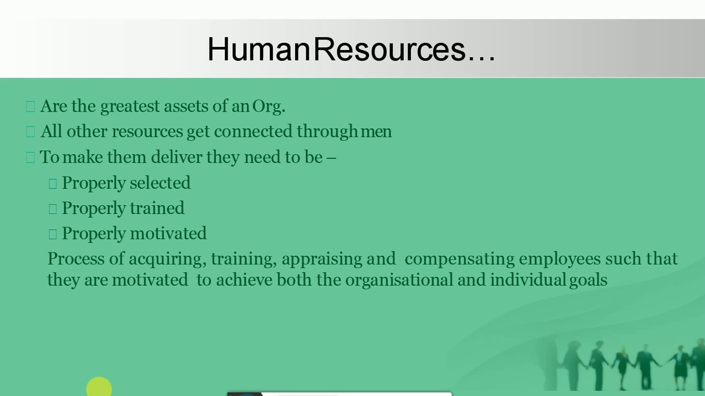Human resources are the greatest assets of an organization. All other resources get connected through men. To make them deliver, they need to be properly selected, properly trained, properly motivated. HRM is the process of acquiring, training, appraising and compensating employees such that they are motivated to achieve both the organizational and individual goals.